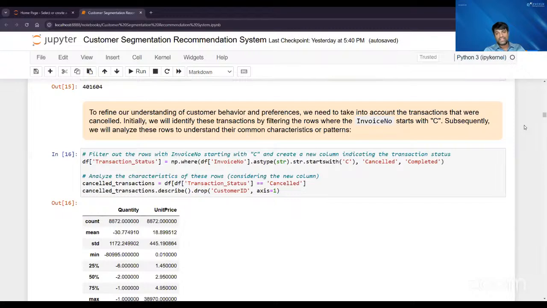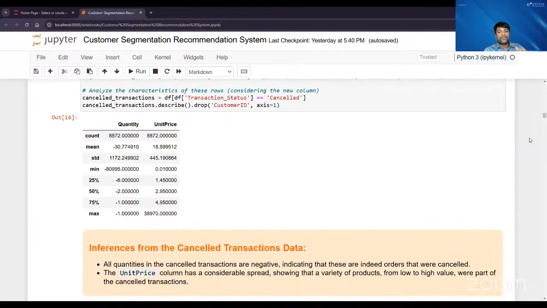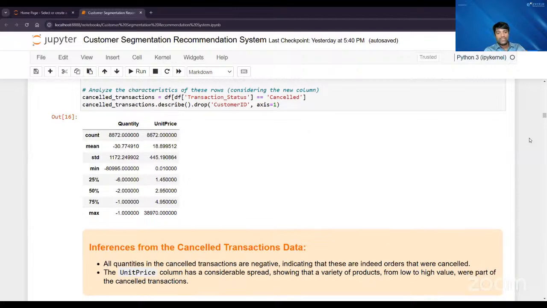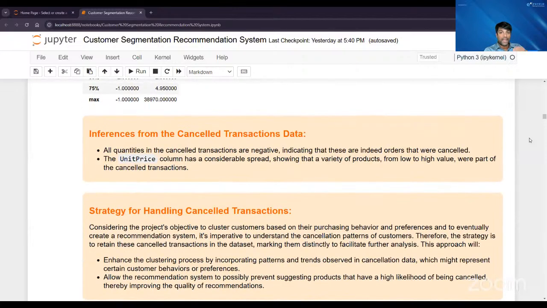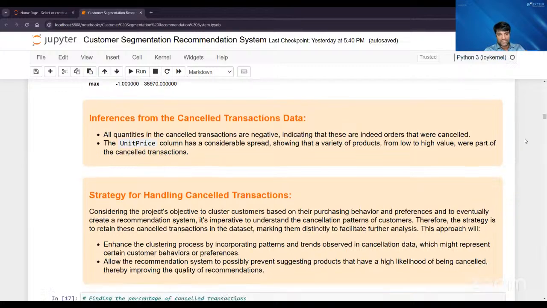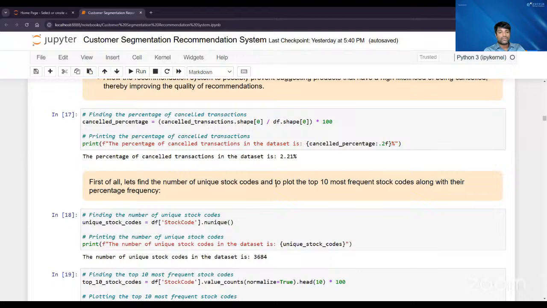That is, the order has been cancelled. So we cannot do analysis for the cancelled ones, but we can understand the potential reasons for cancellation of the products. We can also understand the customers' behavior when we identify the cancelled products. So that is what we started to do, and on that basis, we planned a strategy to handle the cancelled transactions. Next was to identify how many cancelled transactions there are. It's coming around 2% of the data.